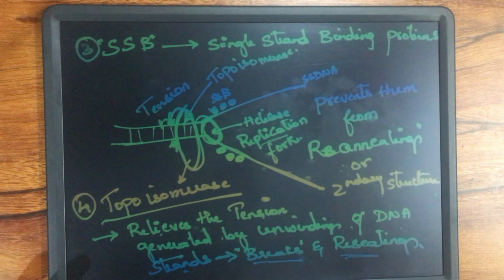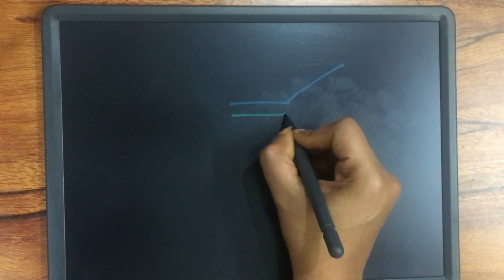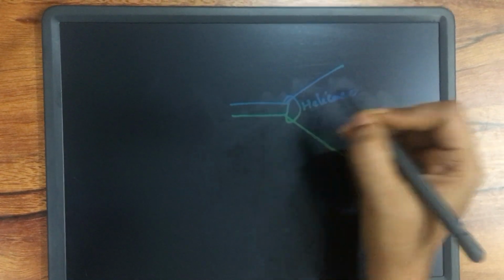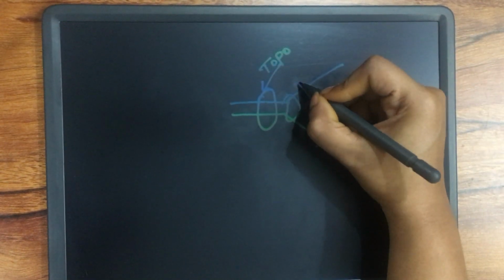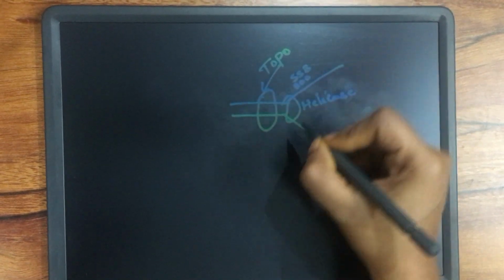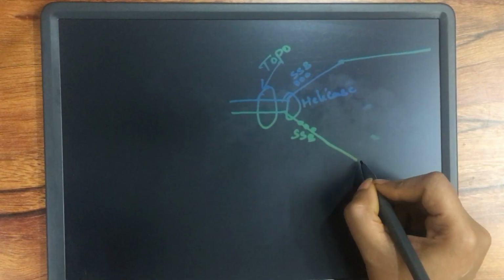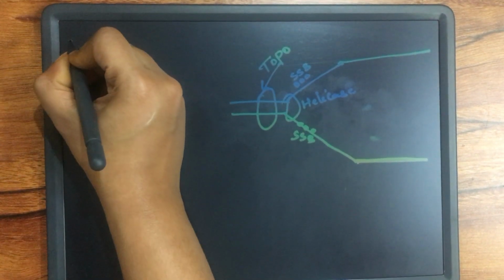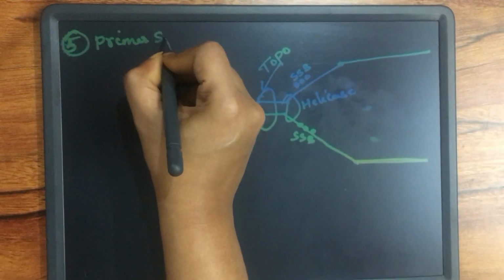Okay. Now the replication fork has been formed. Once the replication fork has been formed, this is our topoisomerase. I'll write it as topo. Then these are our SSBs. Okay. Now this is our replication fork. Once our replication fork is formed, our fifth step is primer synthesis.